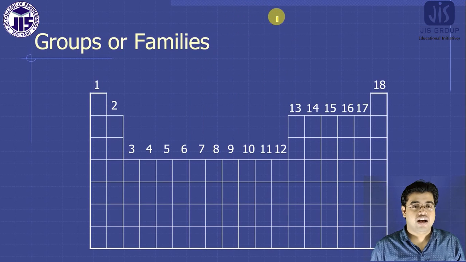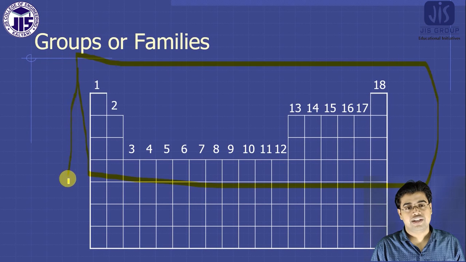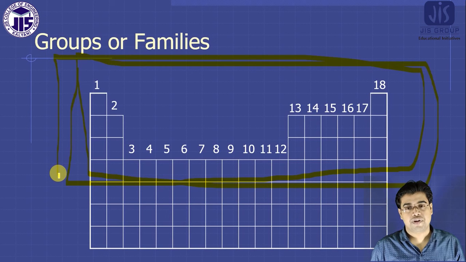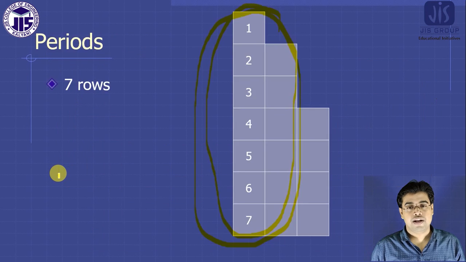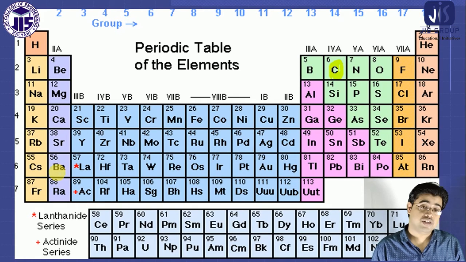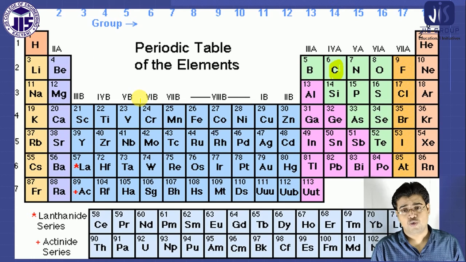And 1 to 18, these 1 to 18 are called groups. So you have to keep that in mind. 18 groups are present in the modern periodic table, but 7 rows are present in the modern periodic table. These 1 to 18 groups are sometimes also called like 1A, 1B or 2B, like that.